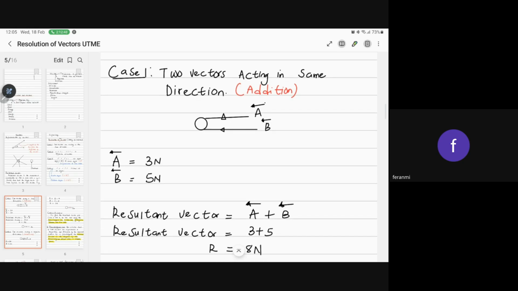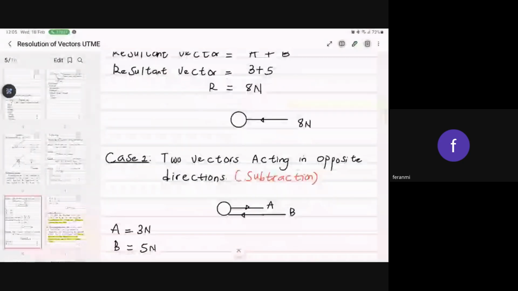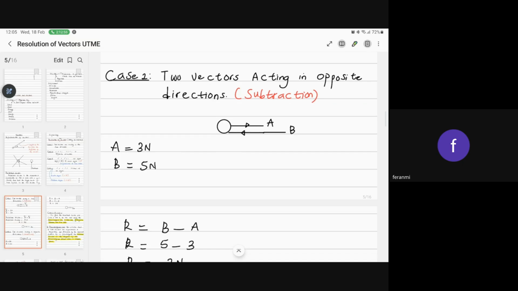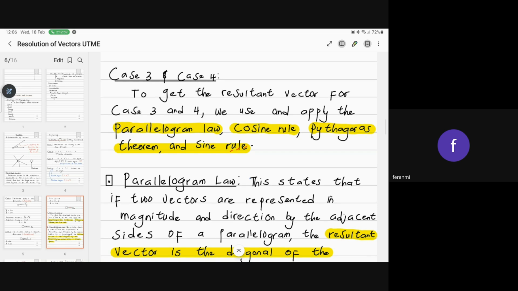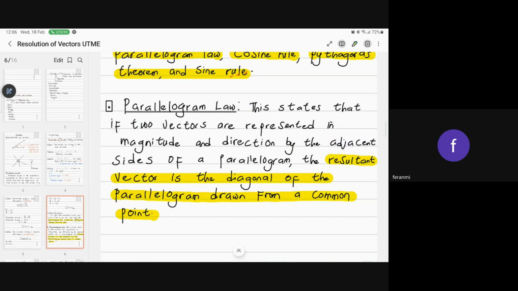Then we went ahead to show something. Case 1, when they are acting in the same direction, I said add them together. That's for your case 1. Now, case 2, when two vectors are acting in opposite direction, I said you should subtract them. Now, for case 3 and case 4, I said that for us to understand them, we need to learn about parallelogram law, cosine rule, Pythagoras theorem, and sine rule. I introduced your parallelogram law, and I said that if two vectors are represented in magnitude and direction by the adjacent sides of a parallelogram, the diagonal will give us the resultant vector.